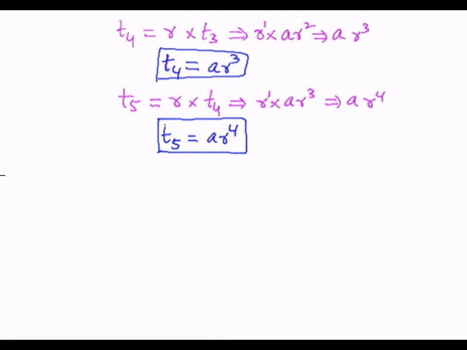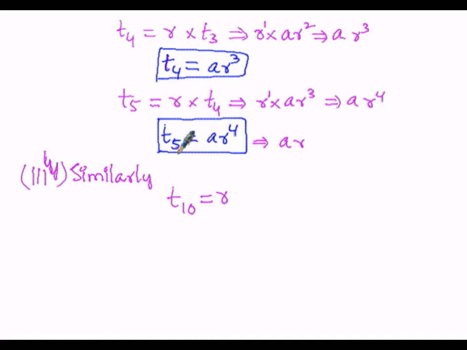So similarly, the 10th term, T10, can be obtained by multiplying by r. Here T5 is equal to AR to the power of 4. Here the exponent is 1 less than the order, so that implies AR to the power of 5 minus 1, which is 4. So we can write it as AR to the power of 5 minus 1. Here 5 minus 1 is 4.